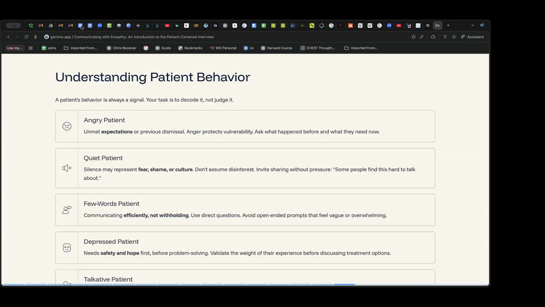And then a patient who communicates with just a few words. What you do is you ask direct questions. You avoid open-ended questions because they feel vague. That's usually someone who's precise. They don't like to not understand.